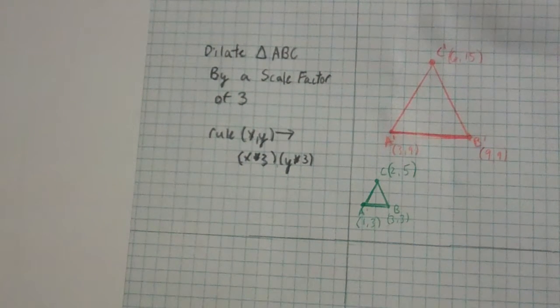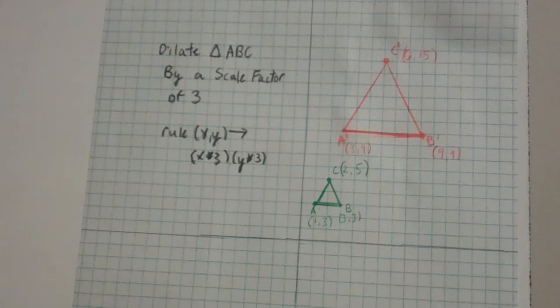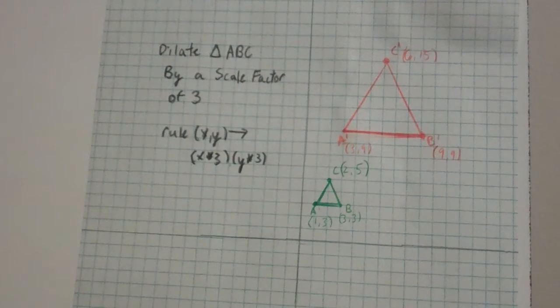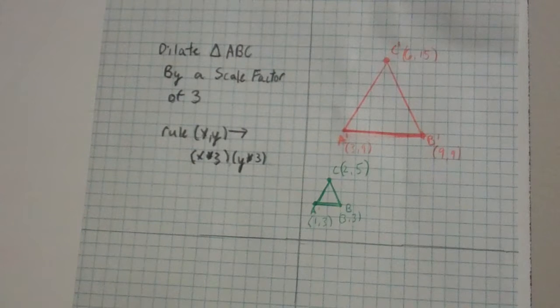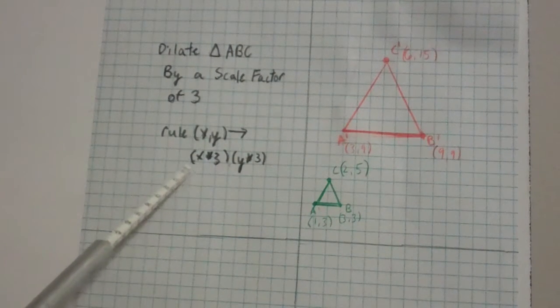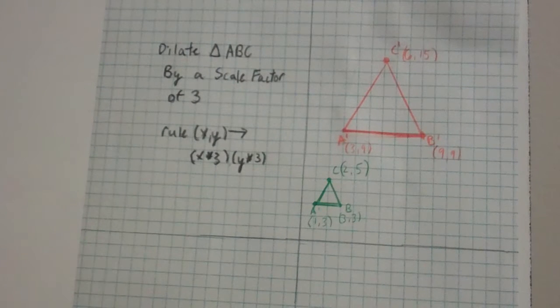And then for the last example, we have our small green triangle here, which is going to be dilated by a scale factor of 3. So we're going to make it larger in this case. Okay? So our original coordinates, A is 1, 3, B is 3, 3, and C is 2, 5. And if we look at our rule, we're going to take our x and y coordinates and multiply x by 3 and then y by 3.